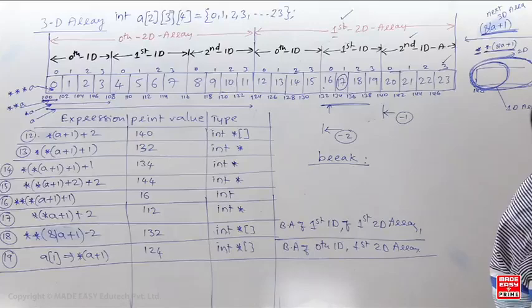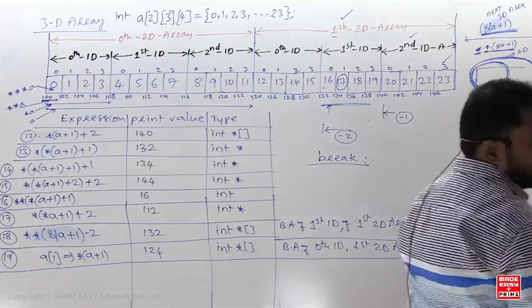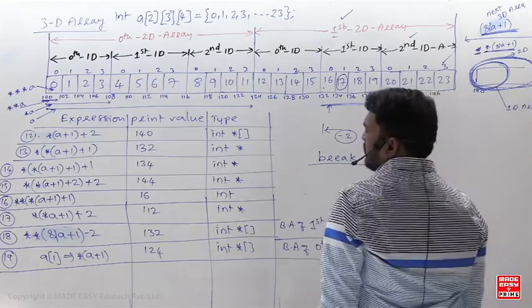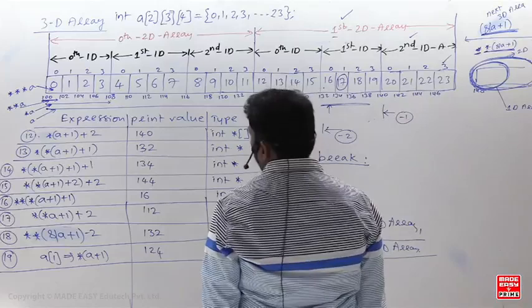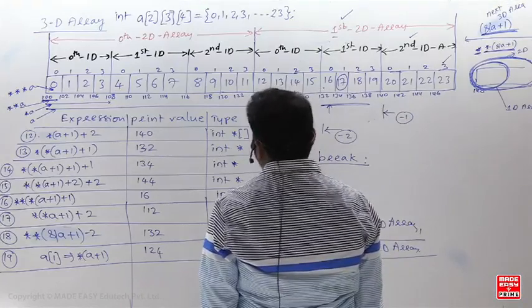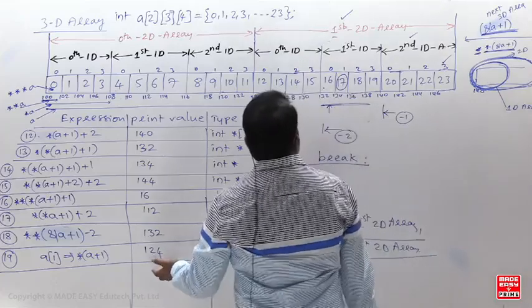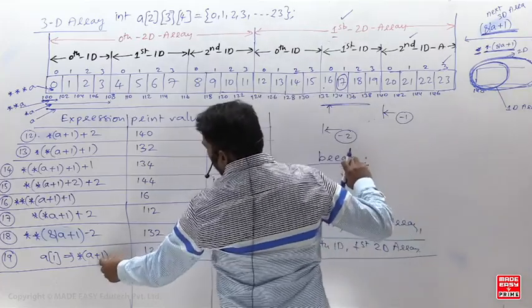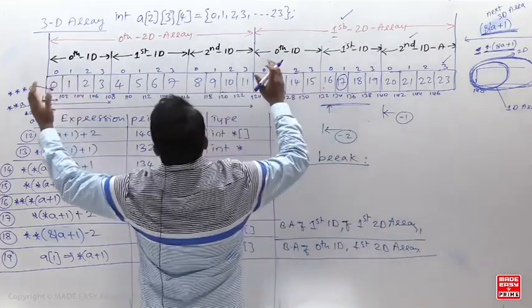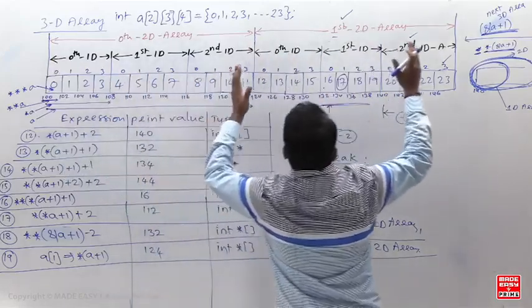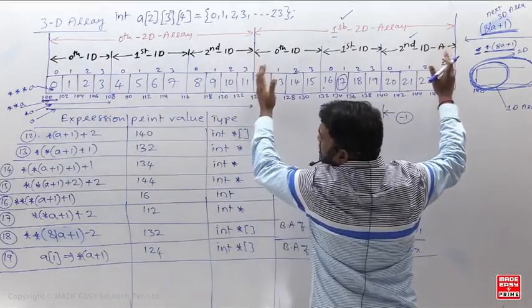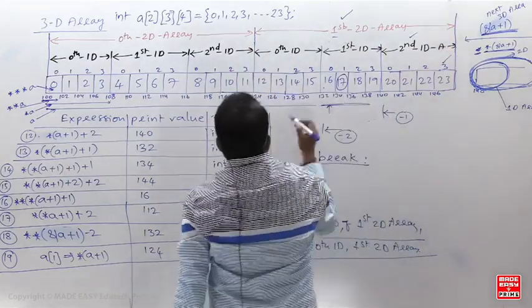You told that the first brace gives you the second 1D array. Second array. First bracket will give you the second array. Yeah, second 2D array only, right? Sorry, first 2D array only. A plus 1, A means what? A means this one, A plus 1, this one, A plus 1 whole star applied. So that's it, this one, 124.